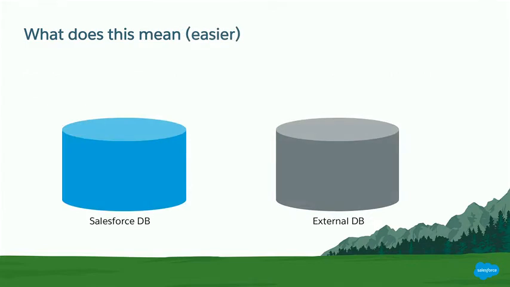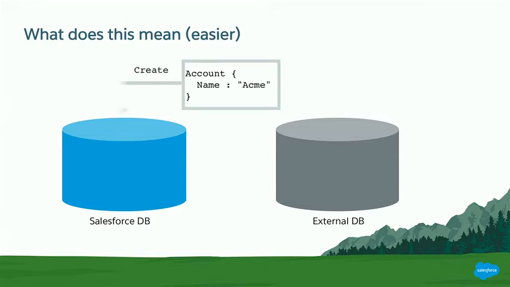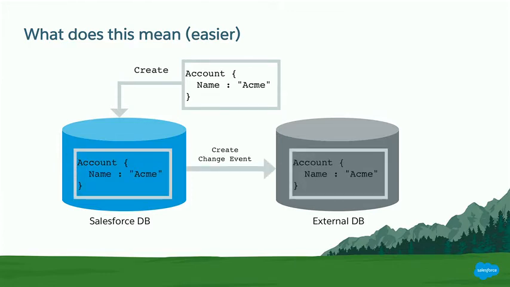What does this mean even easier? Now with pictures. On the left, we have the Salesforce database. On the right, we have your external database. You may have an account record that you want to create, so you push that into Salesforce. We store it. Now, with a change data capture event, what that will mean is we'll actually submit a change event out to a listener. That listener can then process that same change onto your system.